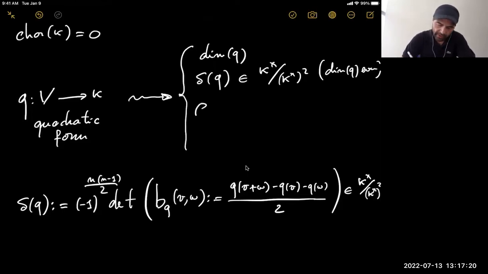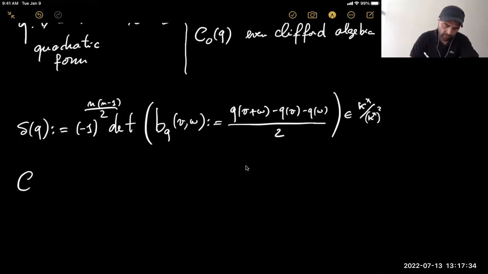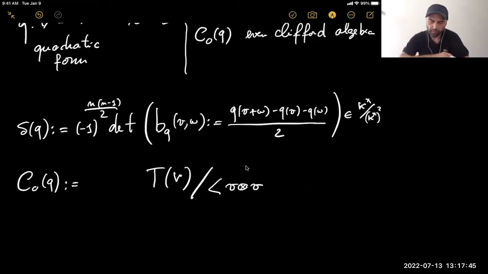And then another thing that you can extract is the even Clifford algebra. So let me recall what you do. You start with the tensor algebra on V, and then you can mod out by the ideal generated by this element. So if you stop here, you get the exterior algebra. So what you can do is actually quantize the exterior algebra, in the sense that you perturb it by introducing the values of your quadratic form, for every element of V.